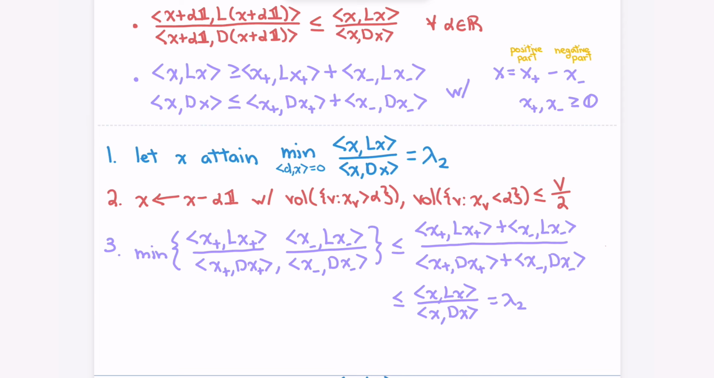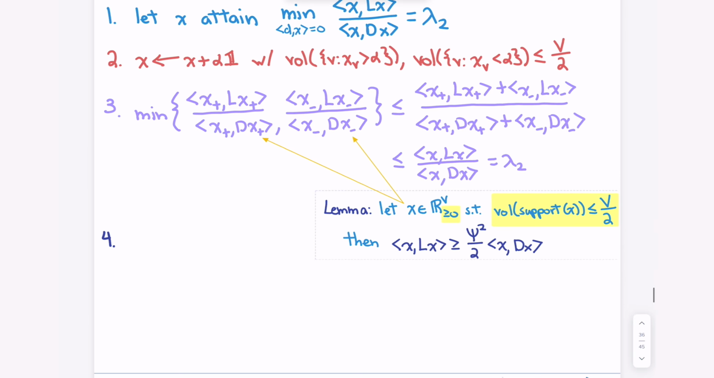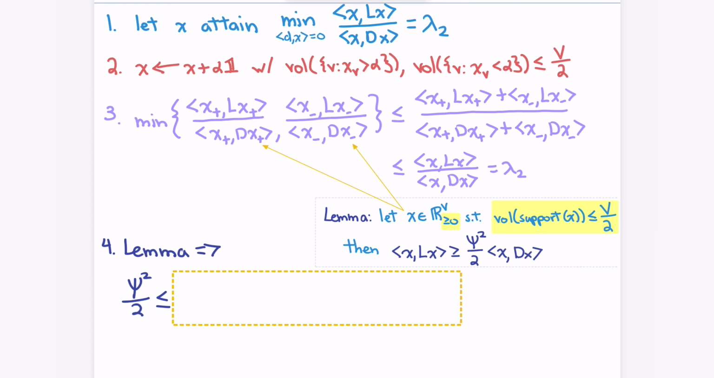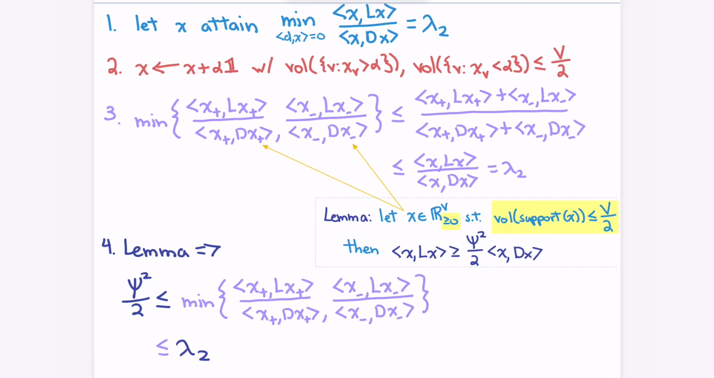And now x is the thing that attains lambda 2. Now, if we apply the lemma to each of these, we're going to get that the conductance of our cut is at most the minimum of the two ratios, and that's at most lambda 2. So once we can do this translating and splitting up trick, then we can apply that lemma 1, which really did all the work.